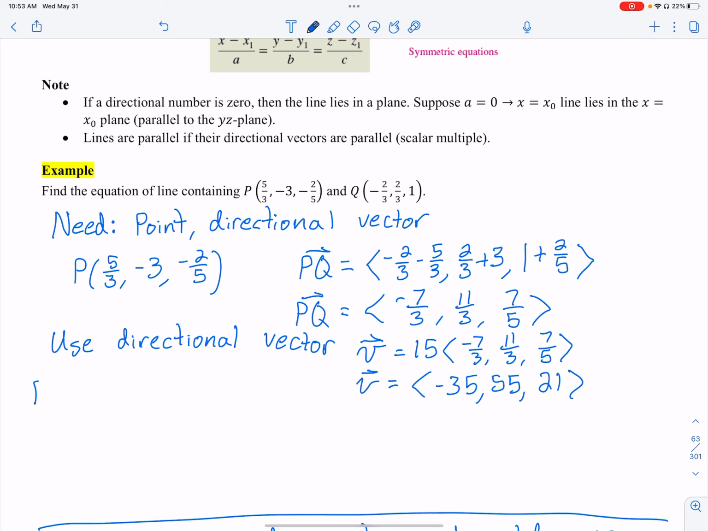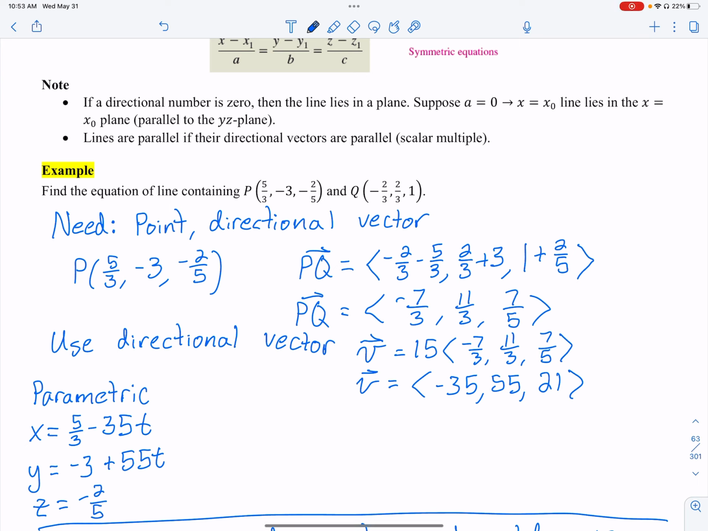Okay, so if I write out my parametric, and we're going to do both. Parametric will be x equals x naught. Okay, that's 5/3 minus 35t. Y is going to be -3 plus 55t. Z will be -2/5 plus 21t. So there's one good answer. And then symmetric.